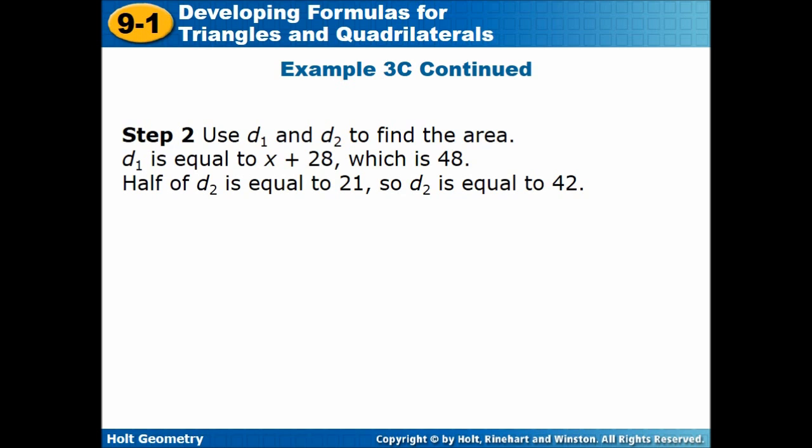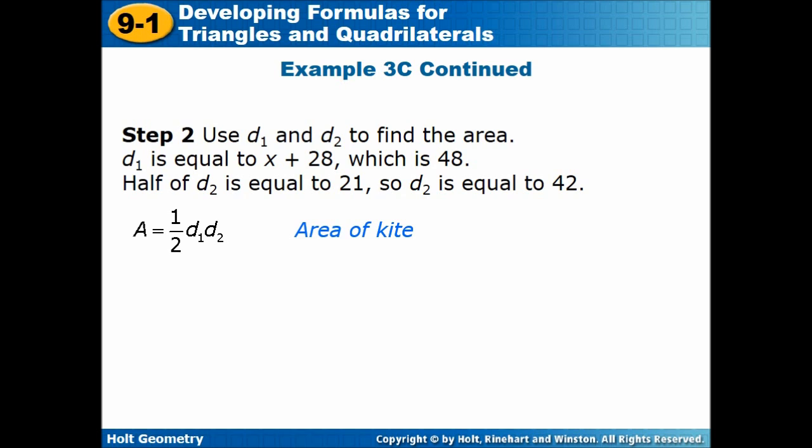Next step is you're going to use d1 and d2 to find the area, because that's where we want to go with this. So d1 is equal to x plus 28, because x is only 1/2 of the diagonal and 28 is the other half. And that would be 48. Half of D2 is equal to 21, so D2 is equal to 42.